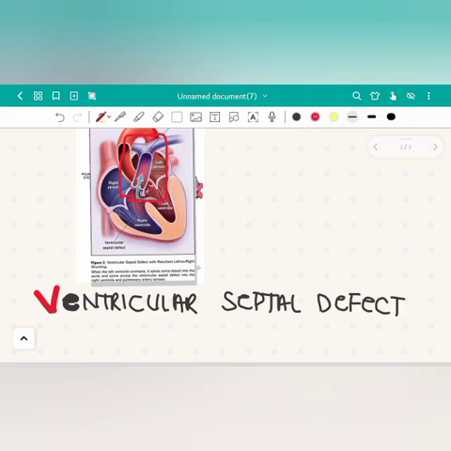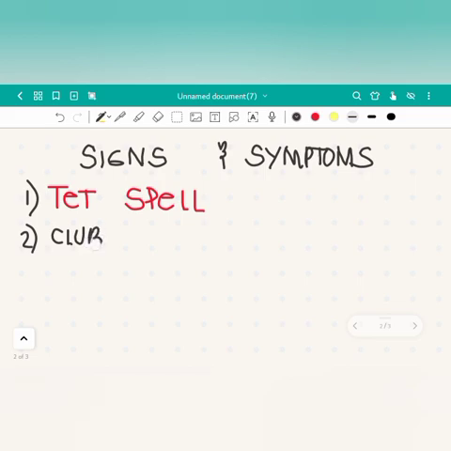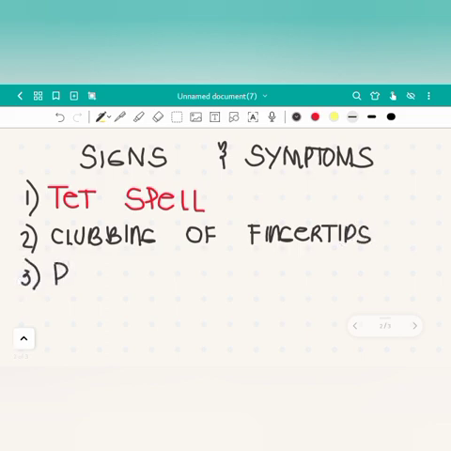So we'll proceed with the signs and symptoms of tetralogy of Fallot. This is the most common NCLEX question. The most common sign and symptom asked in NCLEX is the tet spell. Tet spell is a bluish discoloration of the infant, meaning the infant has cyanosis. There will also be clubbing of the fingertips because of cyanosis.